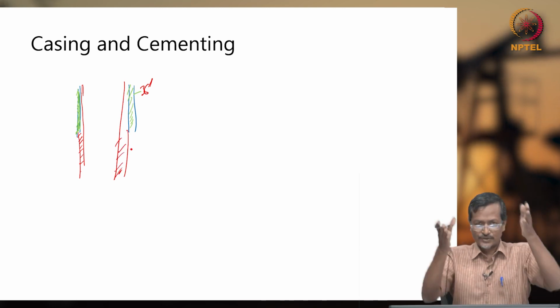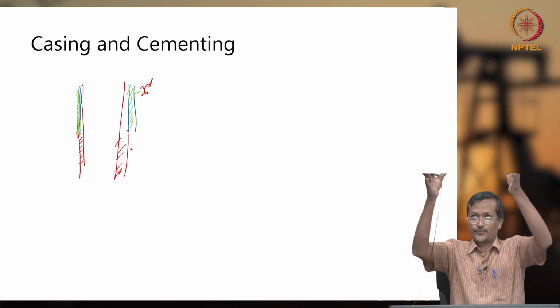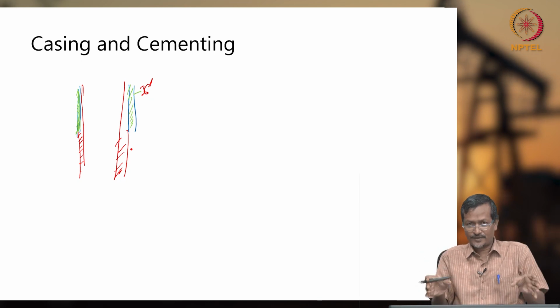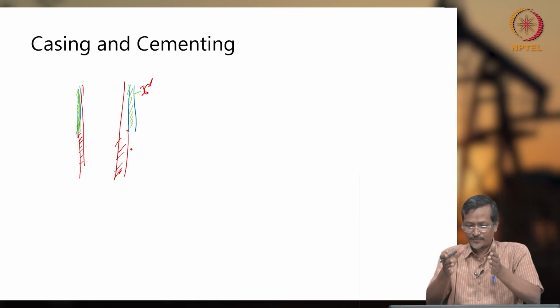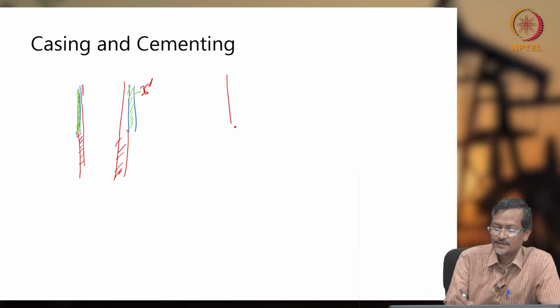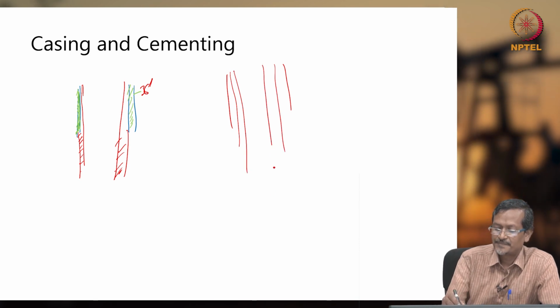Okay, so gradually the top portion will be wider, then you cement it, then you put another narrower pipe, drill, then again you cement around. Again you put another narrow pipe, again drill, again cement. So it will be like this: wider, then another pipe, then another pipe.